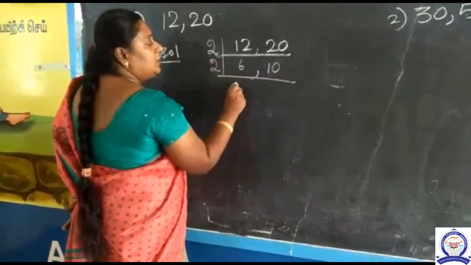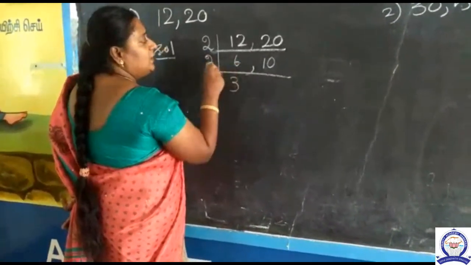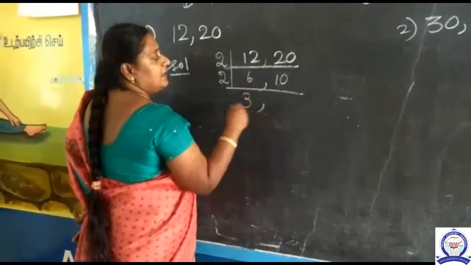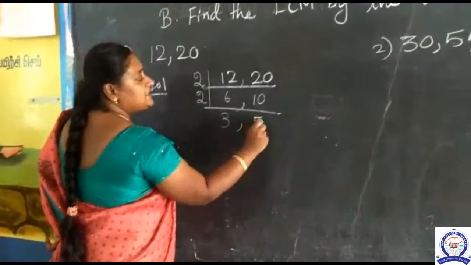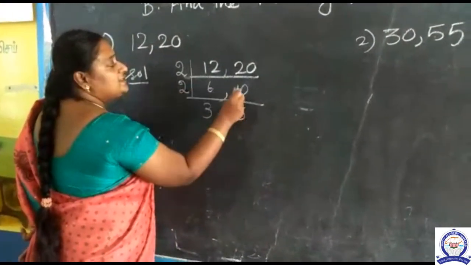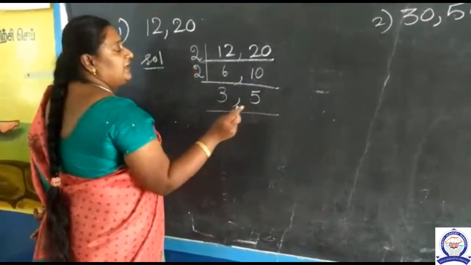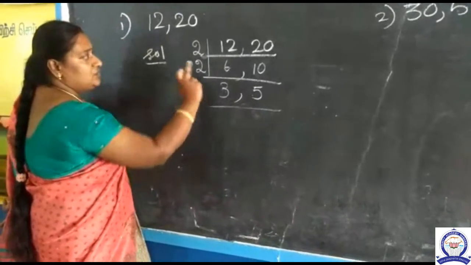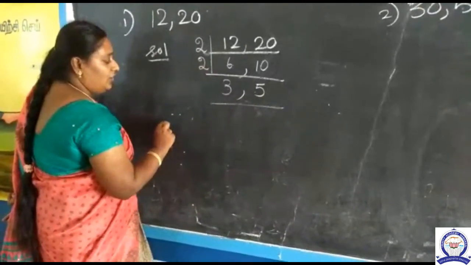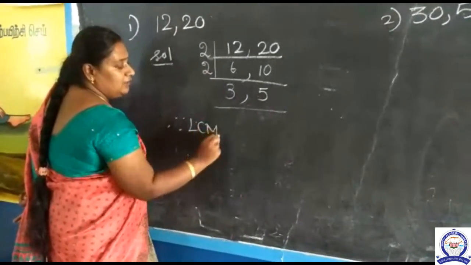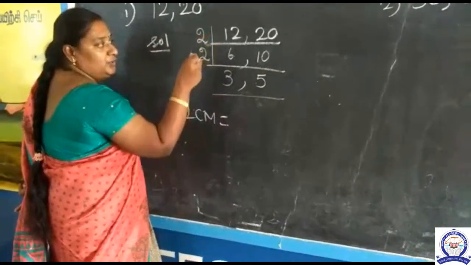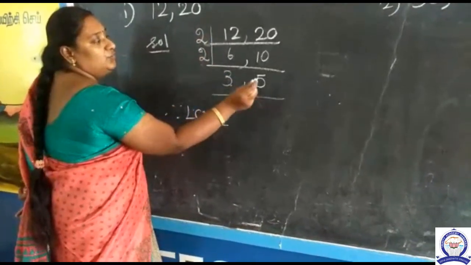Again 2 table. 2 3s are 6. 2 5s are 10. That's all. So 3 and 5 are prime numbers, we cannot express them further, so stop up to this. Therefore LCM is equal to 2 into 2 into 3 into 5.